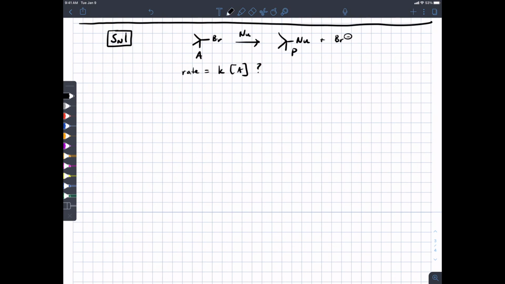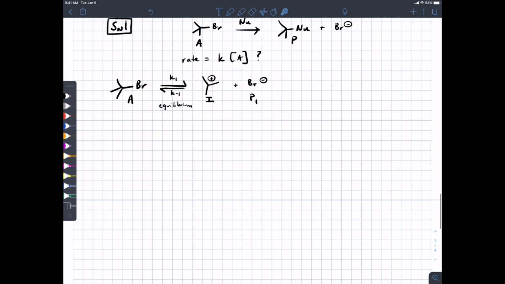Let's draw out this reaction mechanism, at least in terms of starting materials and intermediates. Product A reacts in an equilibrium step to give a high energy intermediate I and leaving group Br minus, which we'll call product 1. This is an equilibrium step, and it has a forward rate and a reverse rate, and both rates are significant. You can tell that's the case because the high energy intermediate could easily go back to the starting material that does have a bond, right? The carbocationic intermediate is pretty high in energy.